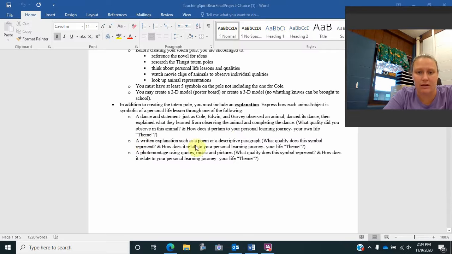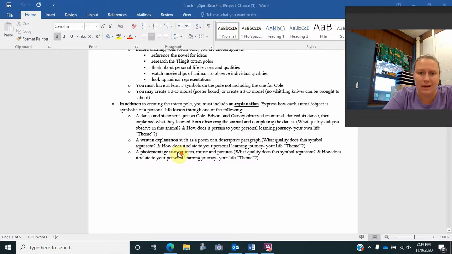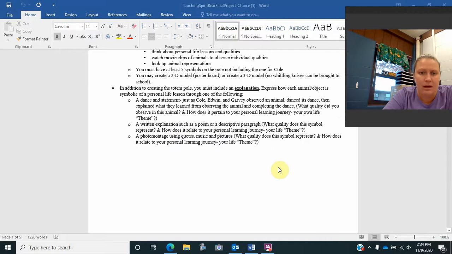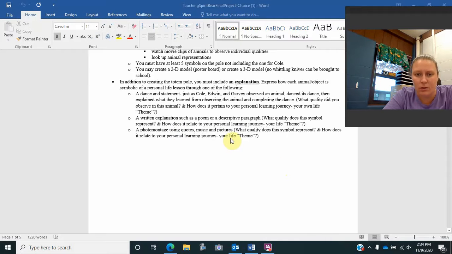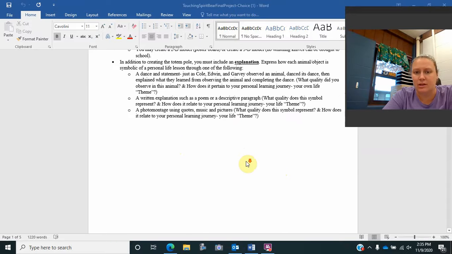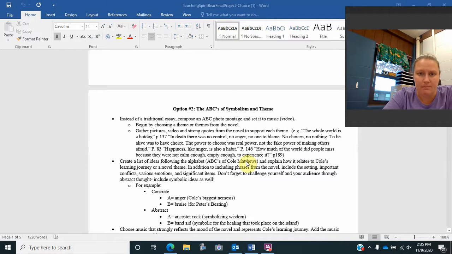Or you can do a written explanation such as a poem or a descriptive paragraph, which would include what quality the symbol represents and how it relates to your personal learning journey, your life theme, or a photo montage using quotes, music, and pictures. So basically a short video or a PowerPoint presentation that discusses what the symbol represents and how it relates to your personal learning journey. So your theme.